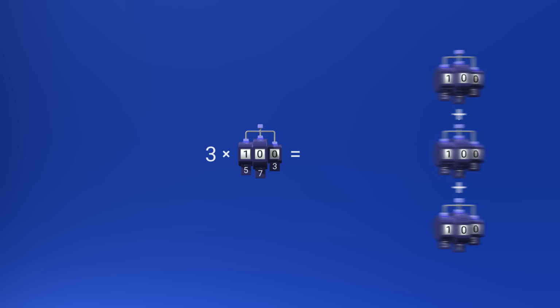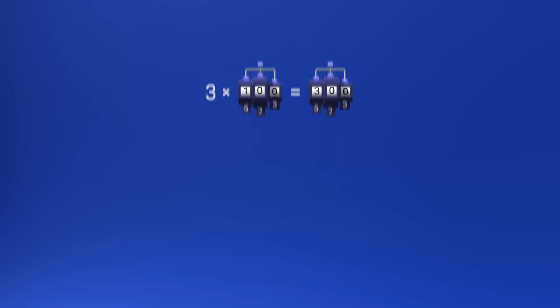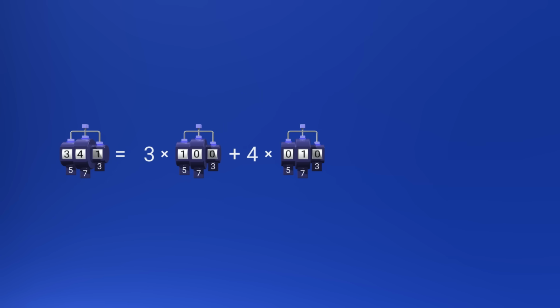We'll conclude with an explanation of the formula we saw before. Here's an RNS counter showing 1, 0, 0. Let's multiply it by 3. This means adding together 3 copies of this counter. Now let's take an RNS counter with some arbitrary values, 3, 4, 1. Based on the previous observation, we can break it down as follows. 3 times 1, 0, 0, 4 times 0, 1, 0, and 1 times 0, 0, 1.